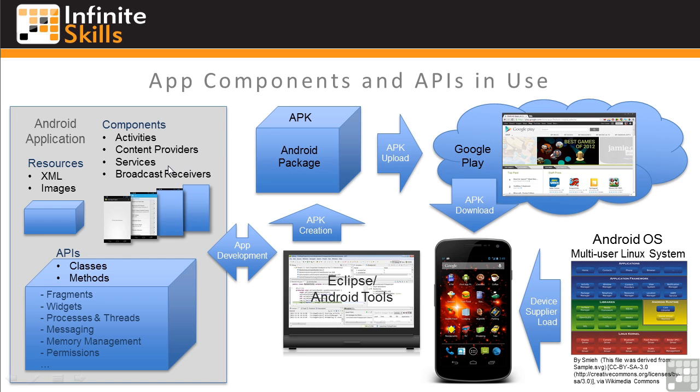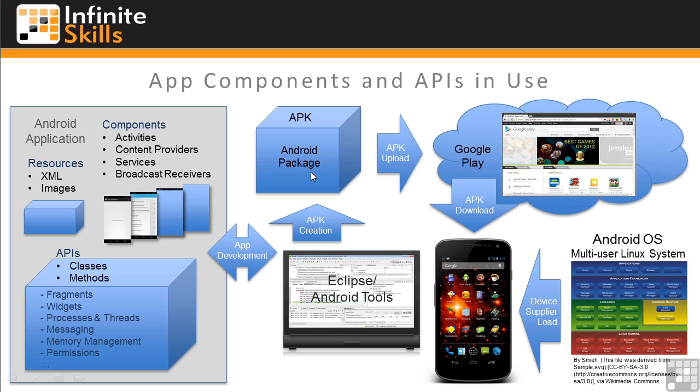This graphic shows the overall flow of how app components and APIs are bundled together to function on mobile devices. Android application components, resources, and APIs are packaged and uploaded to Google Play and downloaded to devices and run on the Android operating system. We've looked at how you use Eclipse and the Android tools to develop the components, resources, and API references for your apps.